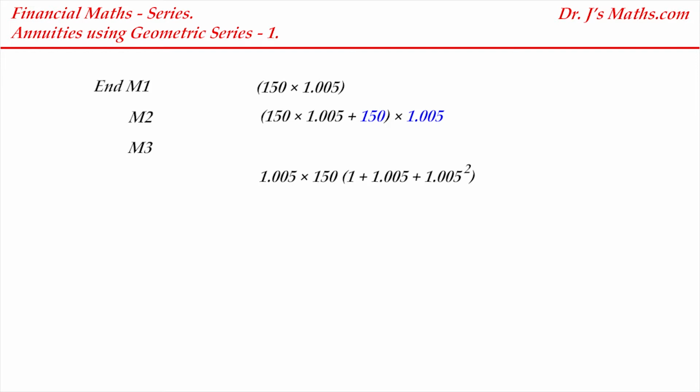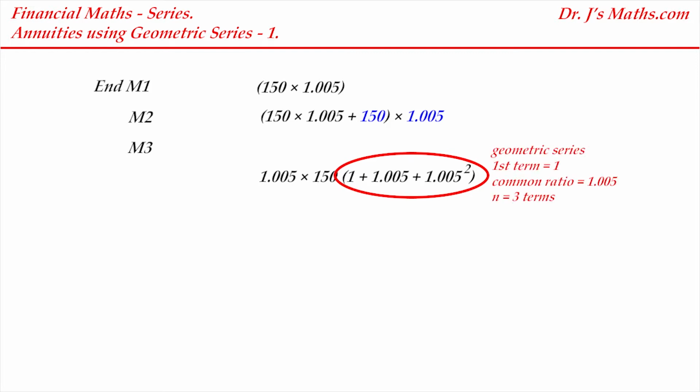So now clearly I've got a nice geometric series in my brackets. The first term is 1, the common ratio is 1.005, and I've got 3 terms. So I can use my sum of n terms formula to say that we've got 1.005 times 150, which was outside, and then 1 minus 1.005 cubed over 1 minus 1.005. If some of you think that that's around the wrong way, then it's not. Have a look at the video on summing n terms of a geometric series. It's exactly the same formula.